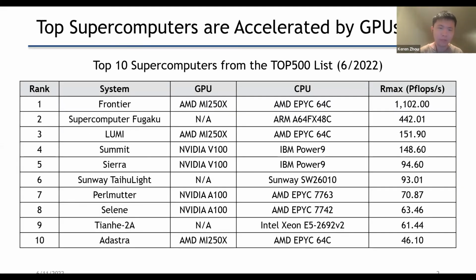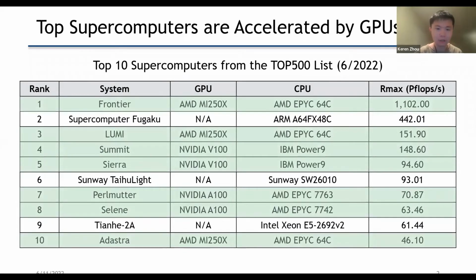In the field of HPC, we care about GPU-accelerated applications because top supercomputers are accelerated by GPUs. Here's a table that shows the top 10 supercomputers from the Top500 list published this year. We can see that 7 out of 10 supercomputers are accelerated by GPUs.